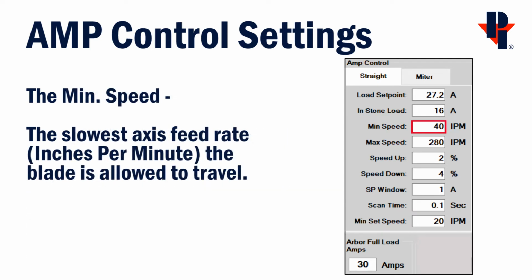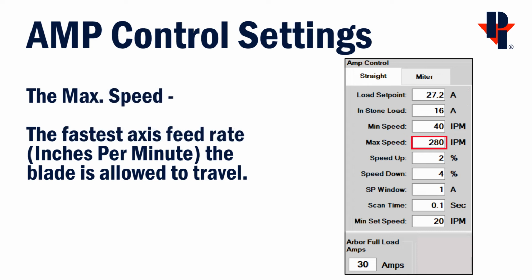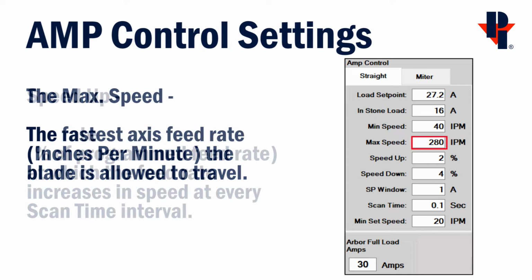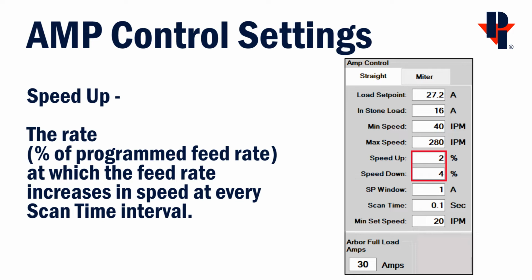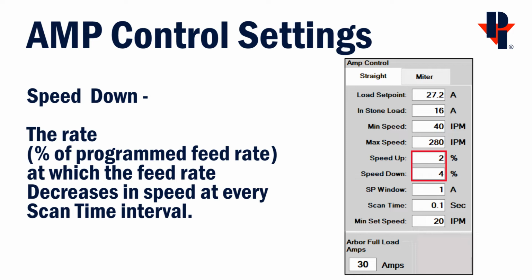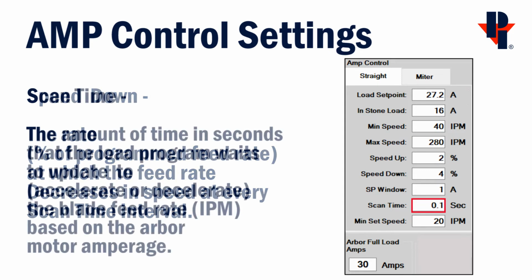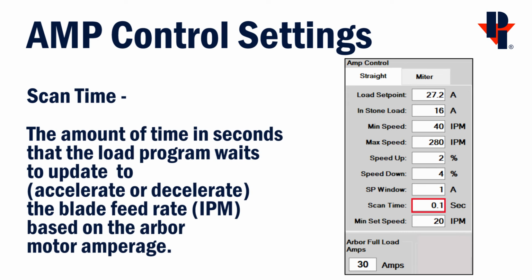The minimum speed is the slowest the blade will travel with amp control engaged, and max speed the fastest. The speed up and speed down values use a percentage of the program's feed rate. It will increase and decrease in speed as needed at every scan time interval. The scan time is how often it will look at the motor amperage to update the feed rate if necessary.